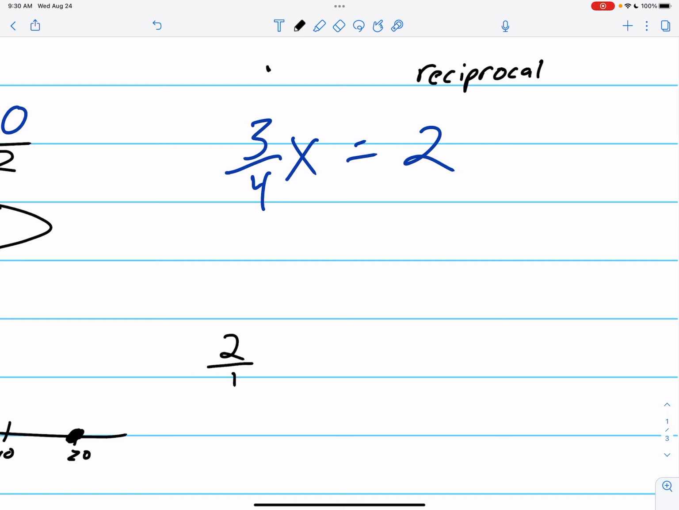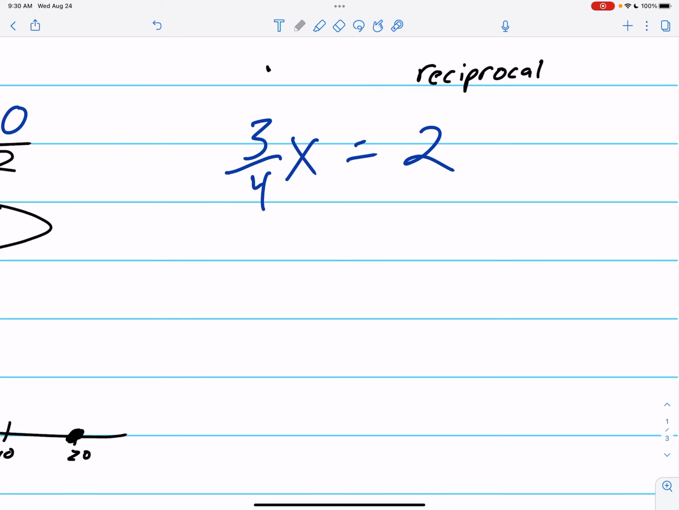Gotta get up. 2 over 1. Then I can multiply by the reciprocal, and I get my 2's cancel, my 1's. Well, you might say that they cancel, but I kind of want them there, and it's going to equal 1.